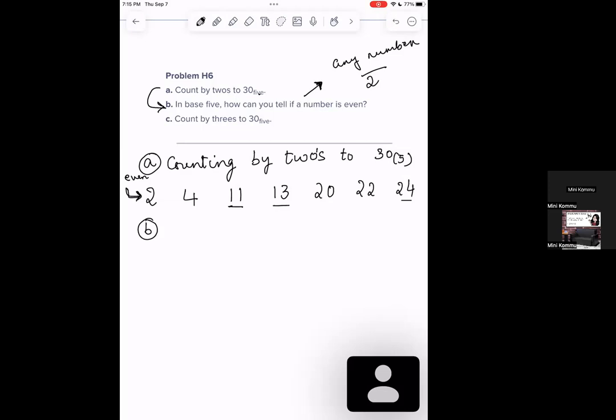So in base 5, the rule changes: when you add the digits of a number, if the sum is an even number, if it is divisible by 2, then you call it an even number. All right. Count by 3s until 30. Again, you have to make a chart, and once you make a chart, you'll get 3, 11, 14, 22, 30. These are counting by 3s up till 30 in base 5.